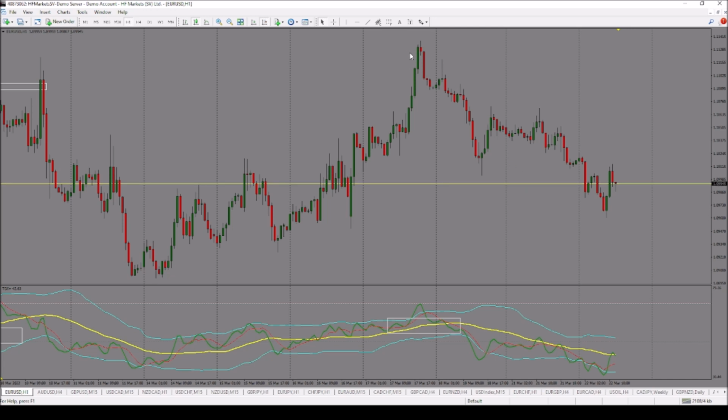So basically, try to look for an H4 breakout and then find a pattern on the H1 time frame, which is a proper W or a proper M.